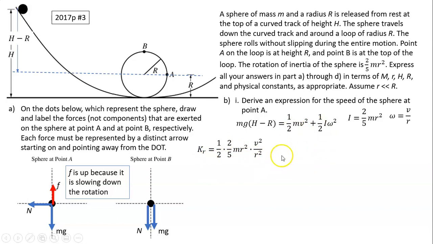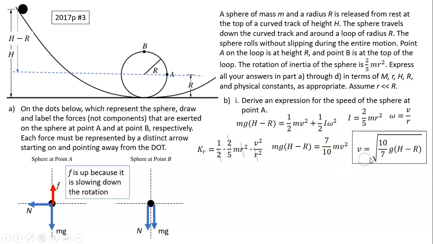1/5 plus 1/2 is 7/10. So potential energy equals 7/10 of mv squared. From here, you can solve for v.